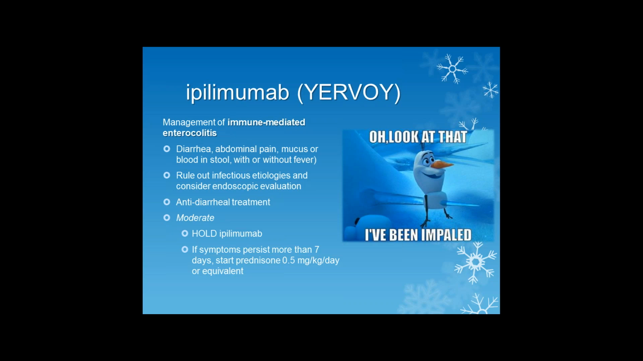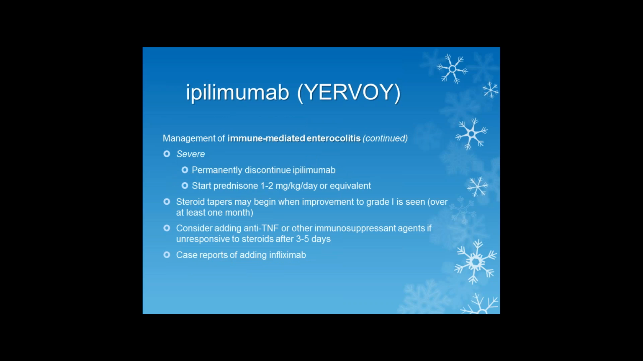If symptoms persist more than 7 days, start low-dose prednisone at 0.5 mg per kg per day or equivalent. And then if it's a severe reaction, obviously permanently discontinue the drug, and it recommends starting a higher dose prednisone, so 1 to 2 mg per kg per day. When I've seen patients come in with this, they haven't really said this looks moderate or severe, but this could potentially get worse, so I uniformly see them started at 1 mg per kg per day of the IV methylpred, so kind of more of a practical spin on it.